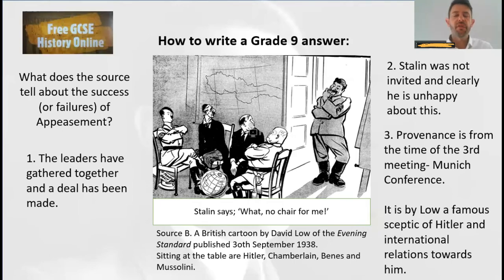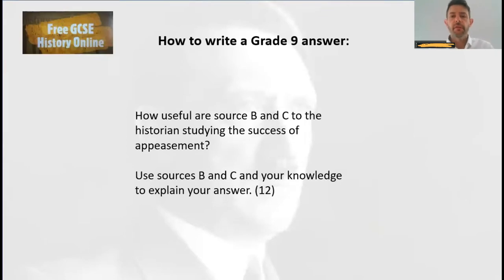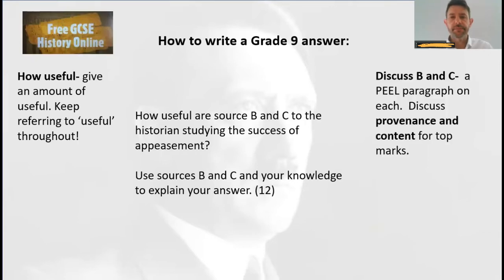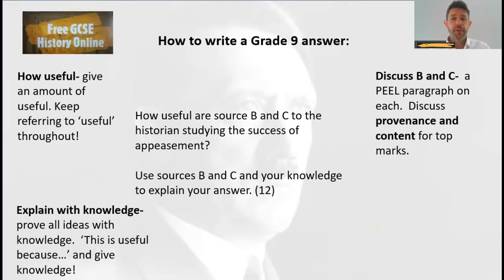So how do we form our argument then? For our grade 9 top skills on this question, we've got to make sure we focus on that how useful statement. We've got to make sure we're thinking about whether it's partly useful or very useful. We've got to give our judgment. Each source needs its own paragraph. Each source needs to have its provenance discussed and its content discussed with knowledge. If you want top marks, you've got to do provenance, content, and judgment. If you're happy with maybe the next band below, you can just focus on content of the source, knowledge, and judgment. But if you want that top band, you need to have provenance in there as well.